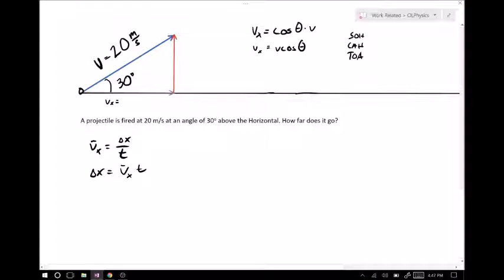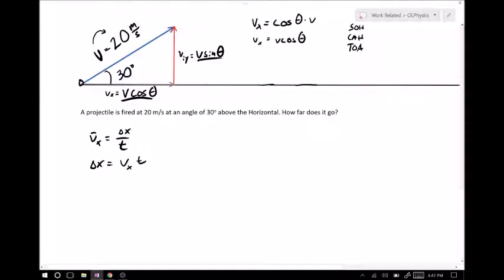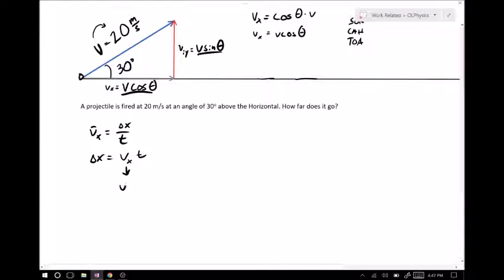So our Vx down here is really equal to v cosine theta, where v is, of course, 20 meters per second. Something I haven't talked about yet is your v initial in the y direction. That's just going to equal v sine theta, and again, if you know the SOHCAHTOA rules, that is where that would come from. So these two will be very important. Our change in x is then v cosine theta multiplied by t.